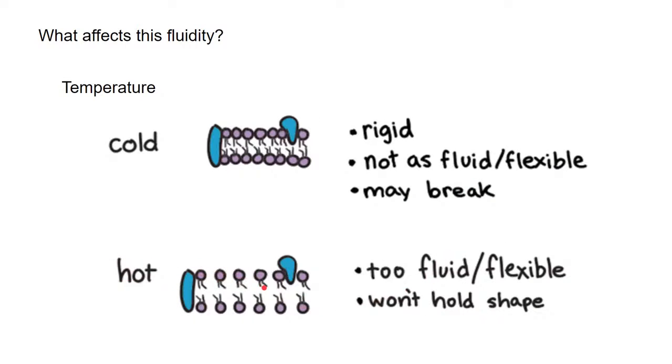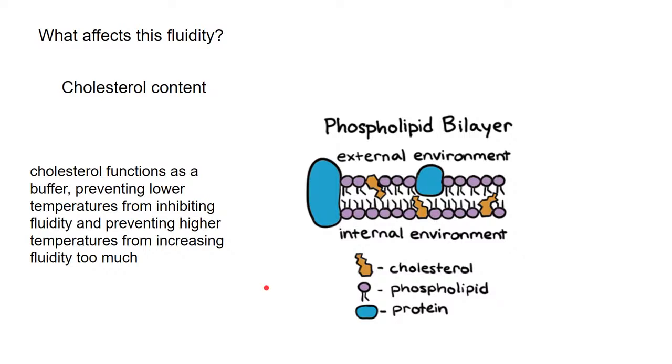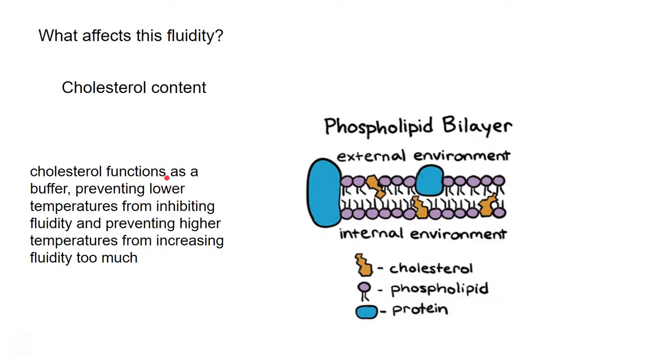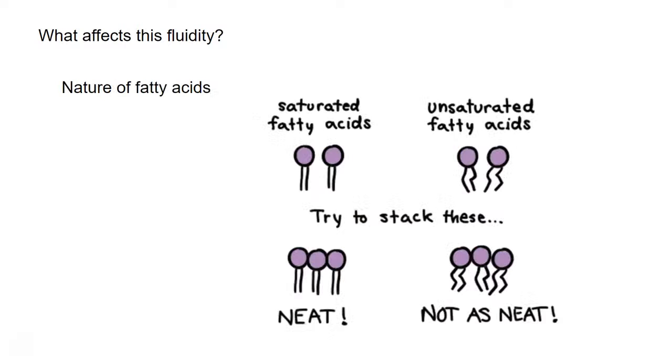Similarly, if it's too hot, what do you do? You remove all the cholesterol. You remove all the fluidity. You make sure that the integrity holds. Otherwise, the shape won't hold. Okay, and so essentially it acts like a buffer. What does a buffer mean? It doesn't let too cold or too hot temperatures affect the cell's integrity, right?